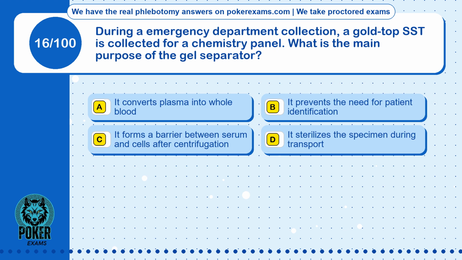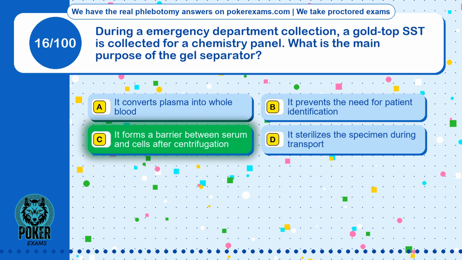Question 16. During an emergency department collection, a gold top SST is collected for a chemistry panel. What is the main purpose of the gel separator? Option A. It converts plasma into whole blood. Option B. It prevents the need for patient identification. Option C. It forms a barrier between serum and cells after centrifugation. Option D. It sterilizes the specimen during transport.